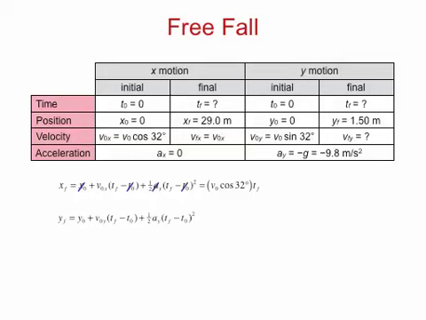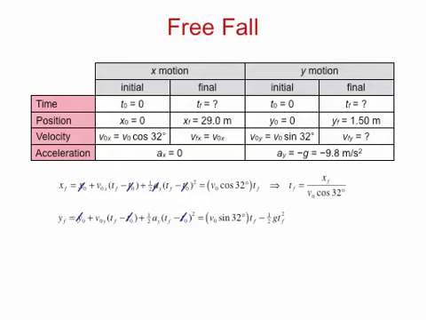Next, we write down the first constant acceleration equation for the y motion. Here, only t naught and y naught vanish, so we're left with y sub f equals v naught sine 32 degrees times t sub f minus 1/2 g t sub f squared. And again, since we know y sub f and g, this equation only has v naught and t sub f as unknowns. We now have two equations in two unknowns, exactly what we need to solve for both.